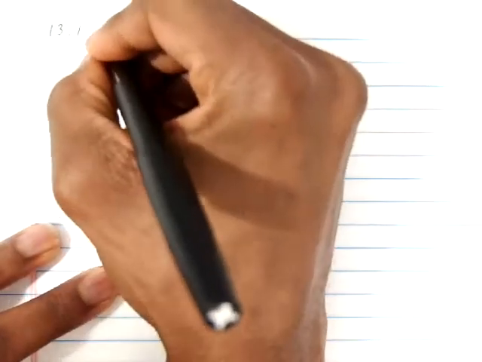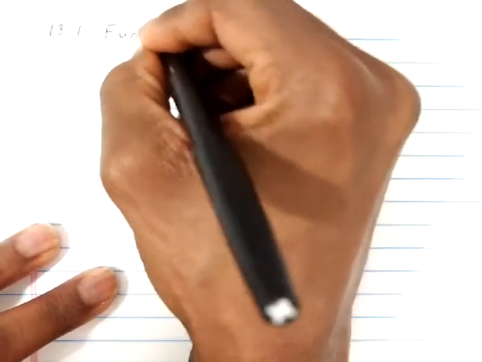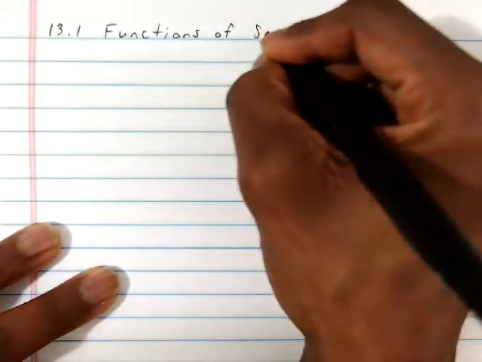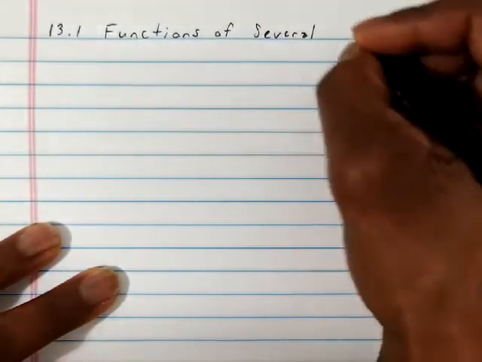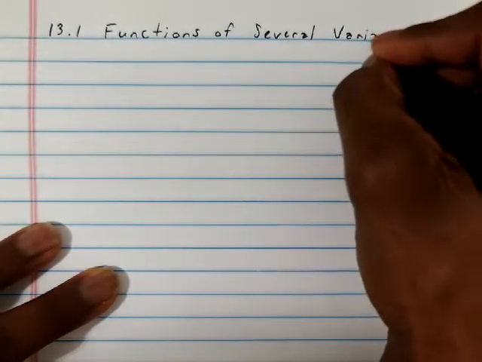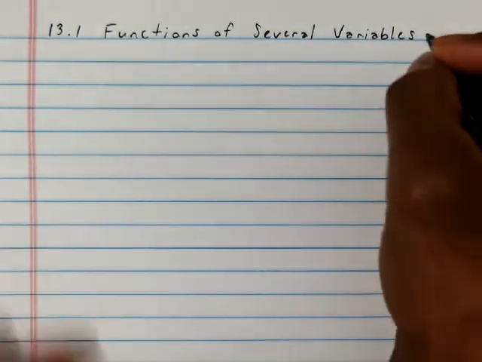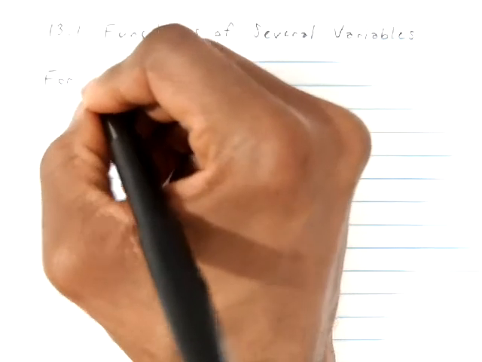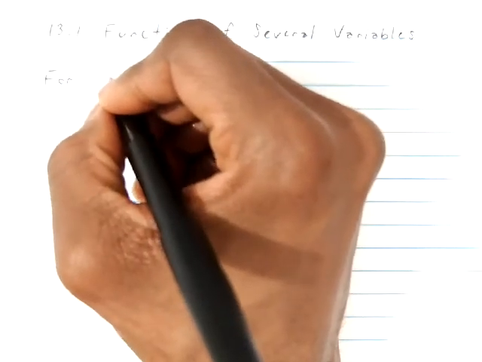Alright, so in this video we'll begin section 13.1, which is functions of several variables. So we're just going to start by orienting ourselves with the more familiar R2 and then switching to R3. So R2 being 2 dimensions, R3 is 3 dimensions.